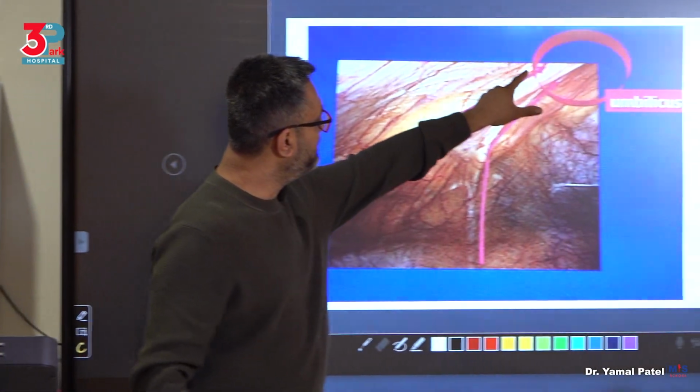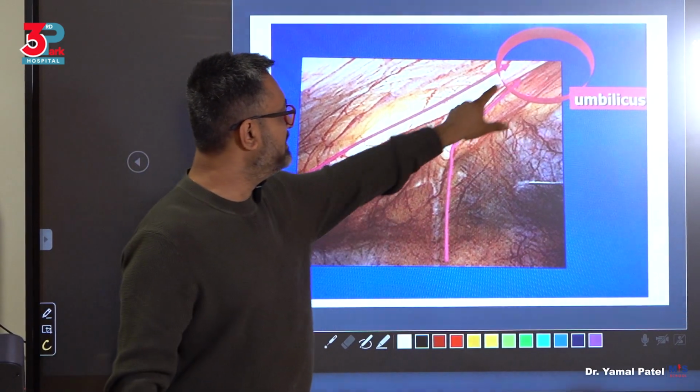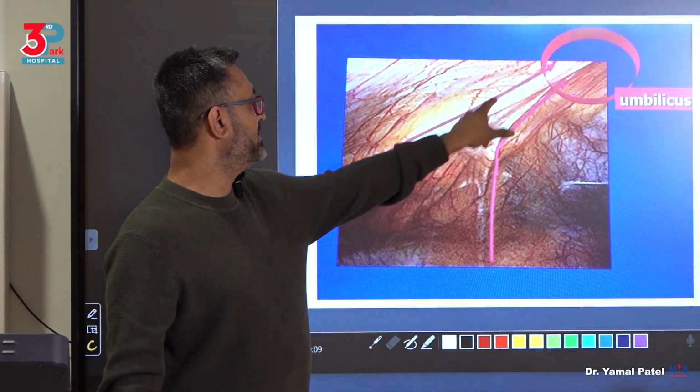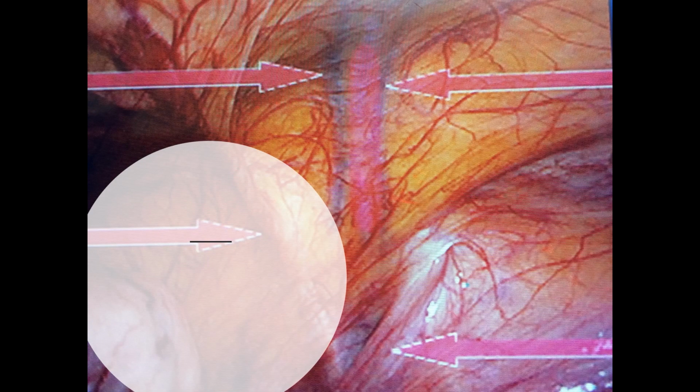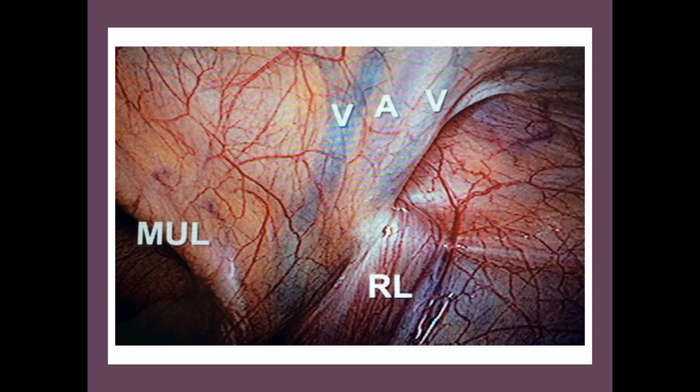So this is the obliterated umbilical artery. In the midline there is a urachus, and you will see the vessels like this. Can you see this vessel? So you have the artery and the vein on the side. So we have the artery, vein, the medial umbilical ligament, and the round ligament entering or going out.